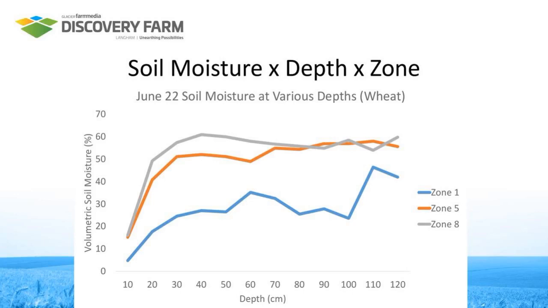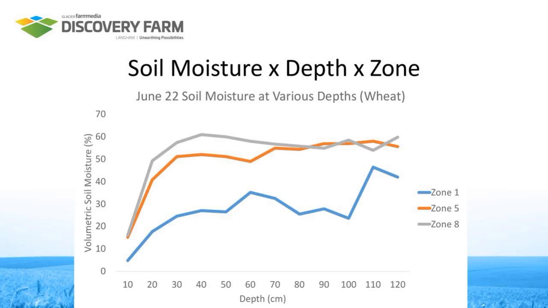So what jumps out to me, of course, is we see again our zone 1 soils are dry, where maybe you can say we're averaging about 30% soil moisture across the entire soil profile. On the other end of the spectrum, our zone 8 soils are much wetter. And even at a depth of about 20 centimeters, we're already at about 50% volumetric soil moisture and hit saturation even at about a depth of 40 centimeters.